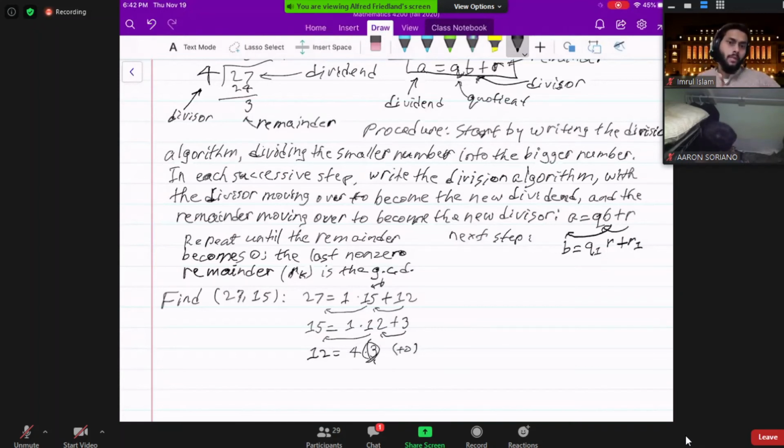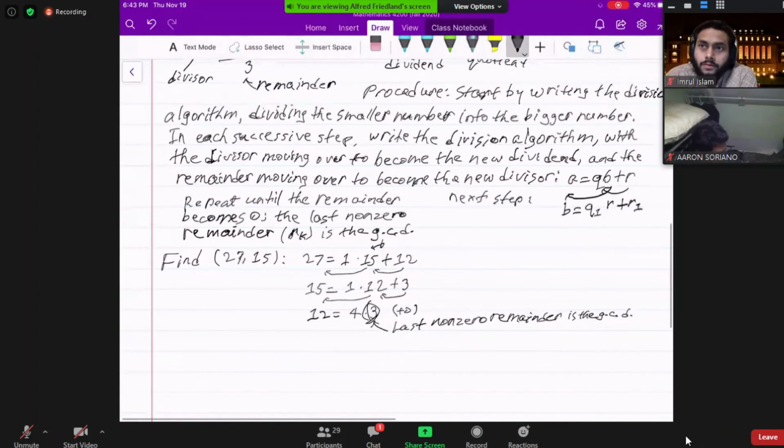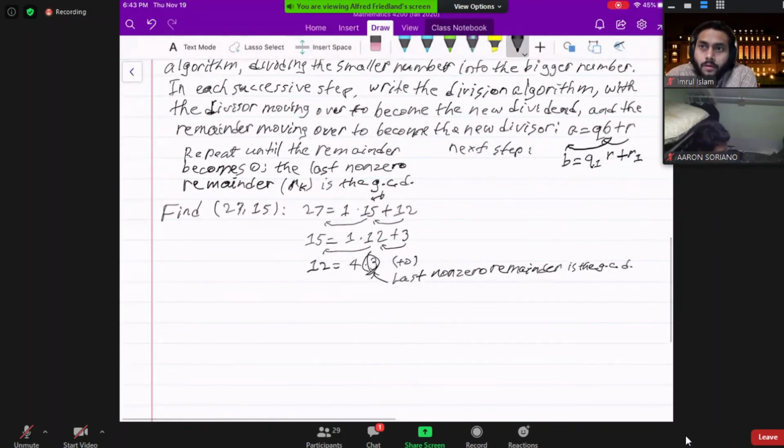So the last non-zero remainder is the greatest common divisor. All right, that doesn't surprise you. The numbers are small enough, you probably could have seen that readily enough. But for bigger numbers, you can't just look at it. Let's do another.